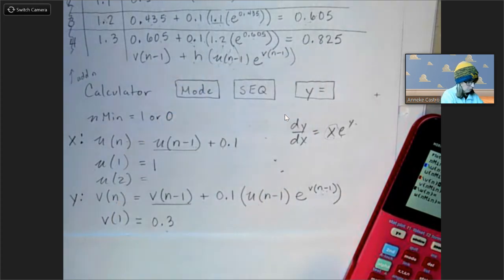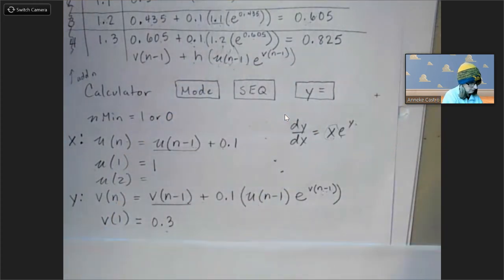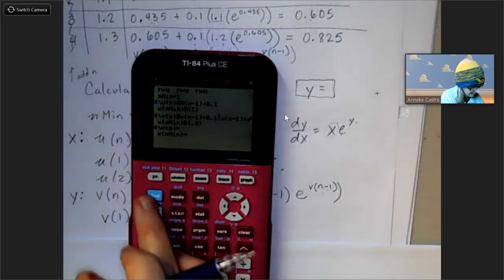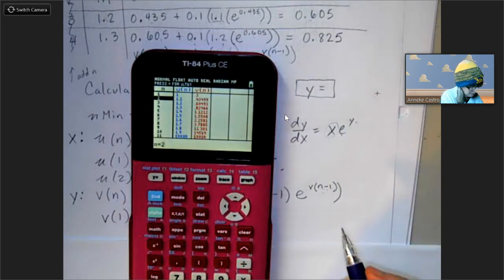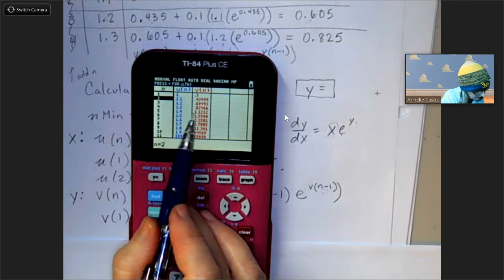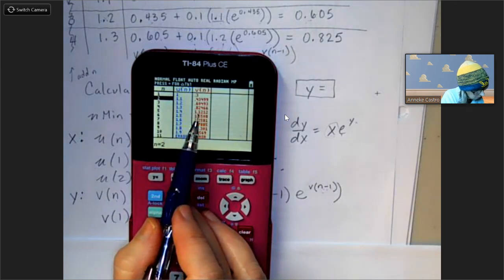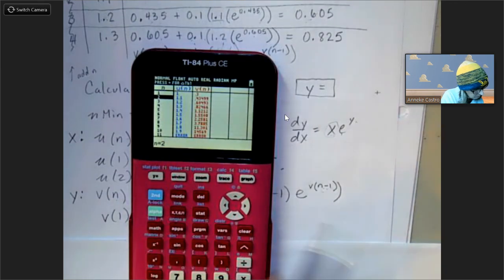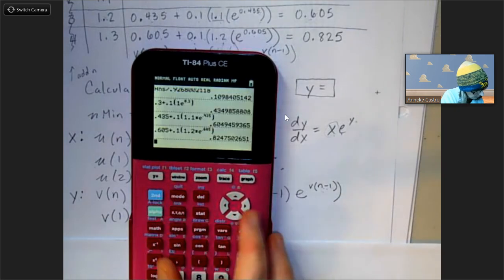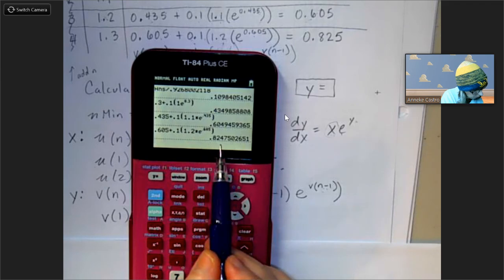All right. And then when you do that, to find your answer, you have to go second table. And then it'll bring up the table, and then you look for your x value that you want. I wanted 1.3, and if I go over, I see I get 0.825. So there it is. So notice this says 0.82466, and when I did it on here, I got 0.82475.